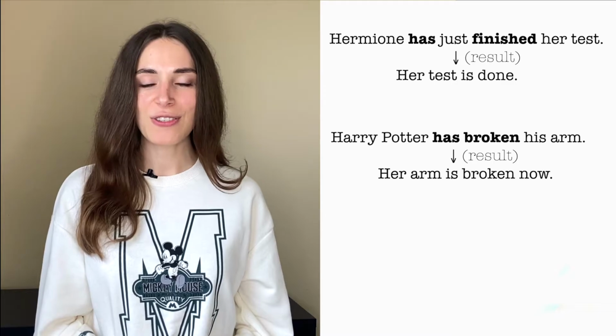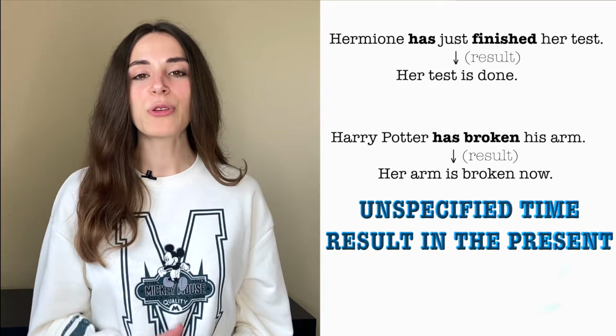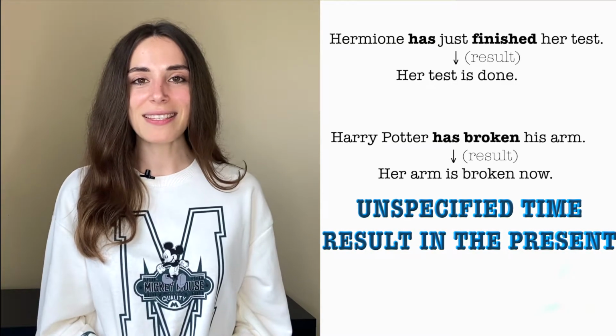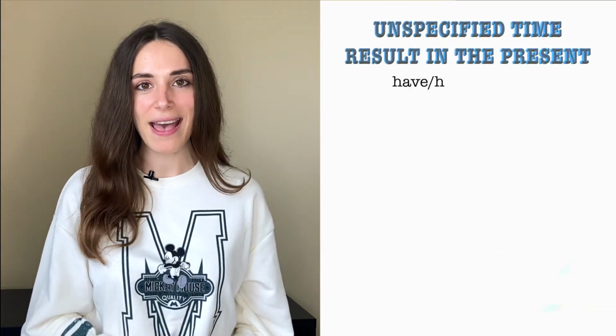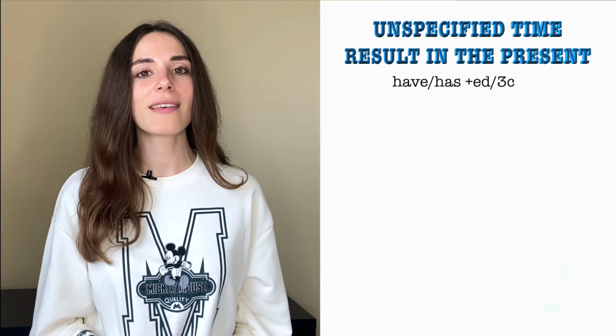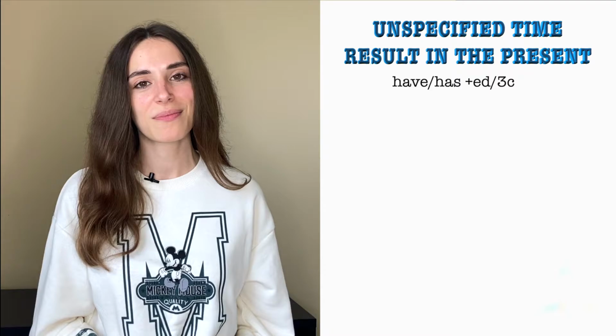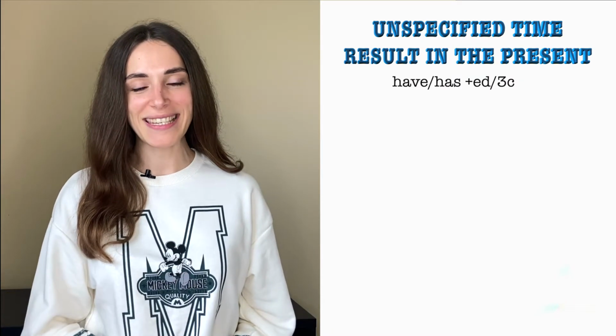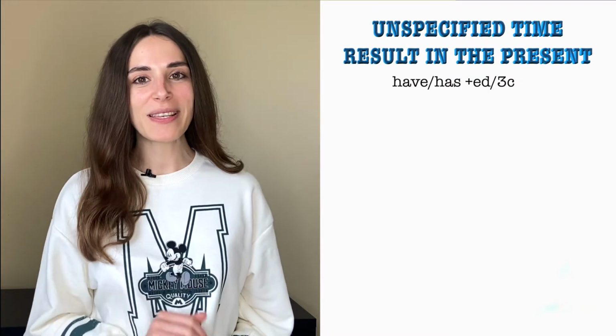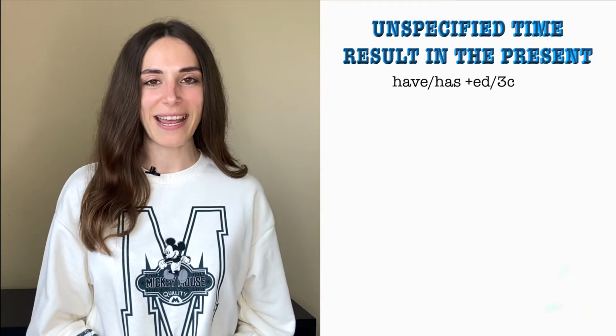These two actions happen in the past and we don't know when. In this case, we also use have or has plus ed or the third column of verbs. The words just, already, yet show an unspecified time and the result in the present.